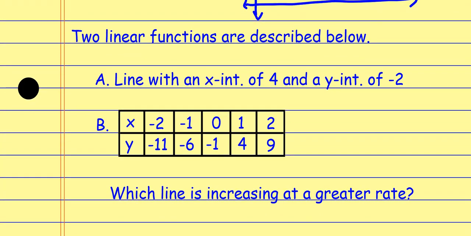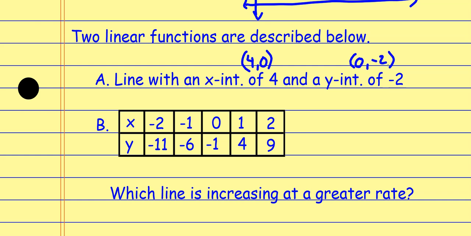Down here it says 2 linear functions are described below, and we just want to answer a question about them. So it says which line is increasing at a greater rate? And so when you think about the rate of increase, the rate of change for a linear function, we're talking about slope. Again, that's rate of change. So this one, I would think of it this way. The x-intercept is 4, so that's the ordered pair 4, 0. The y-intercept is -2, so that's the ordered pair 0, -2.